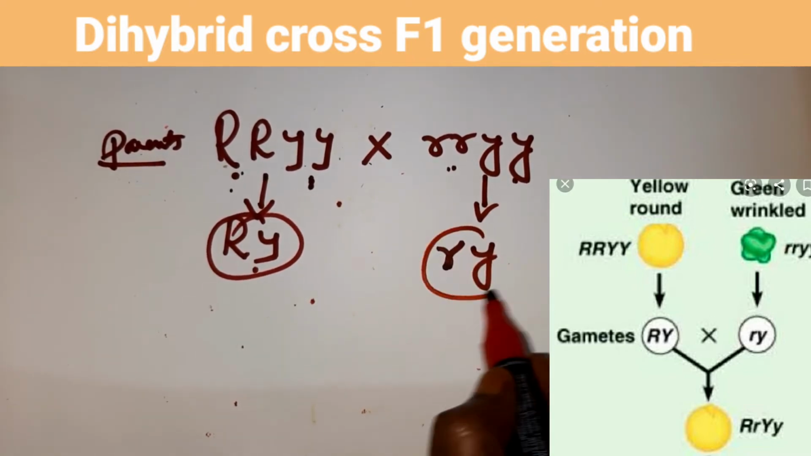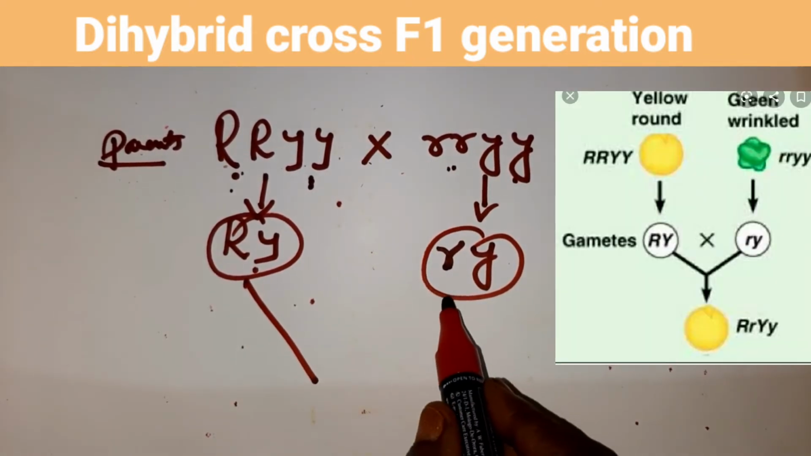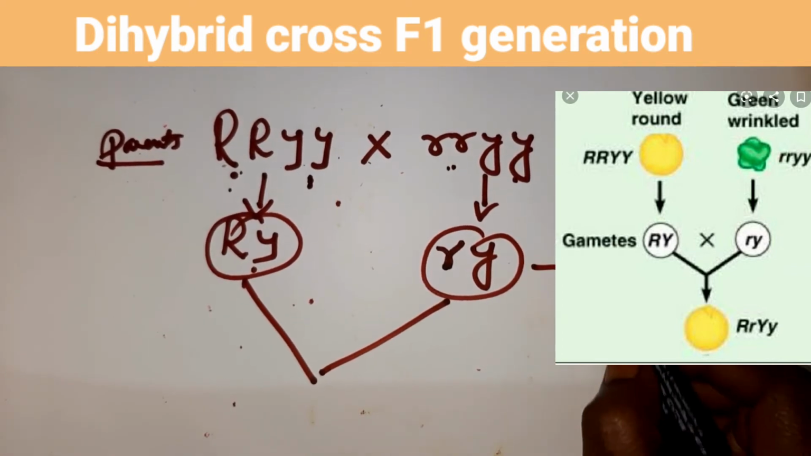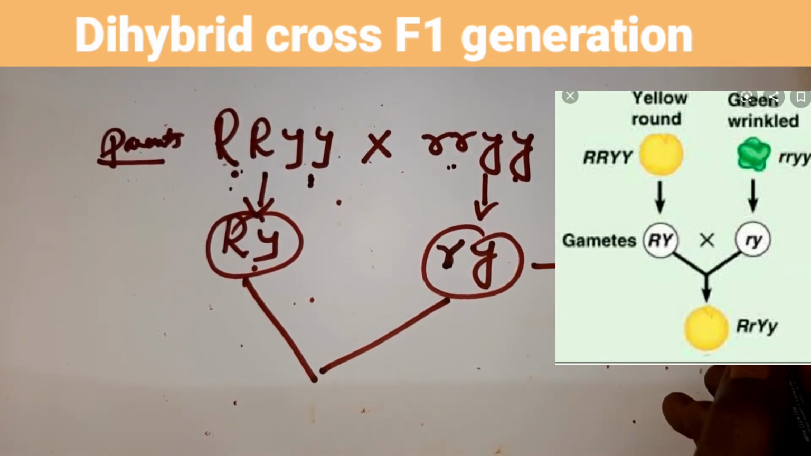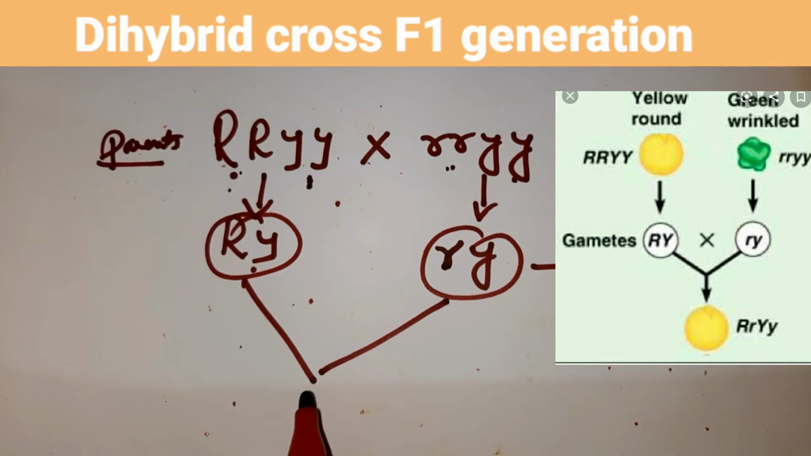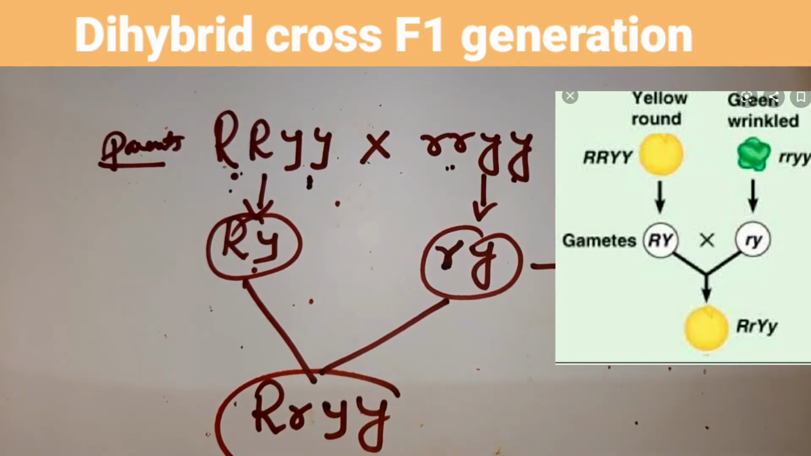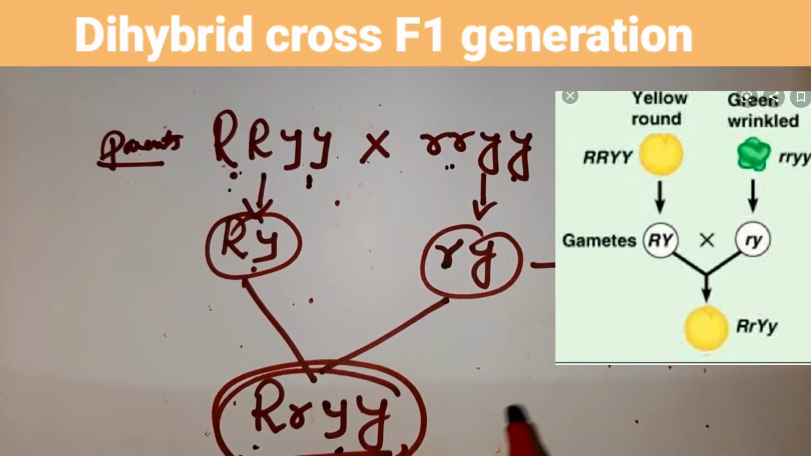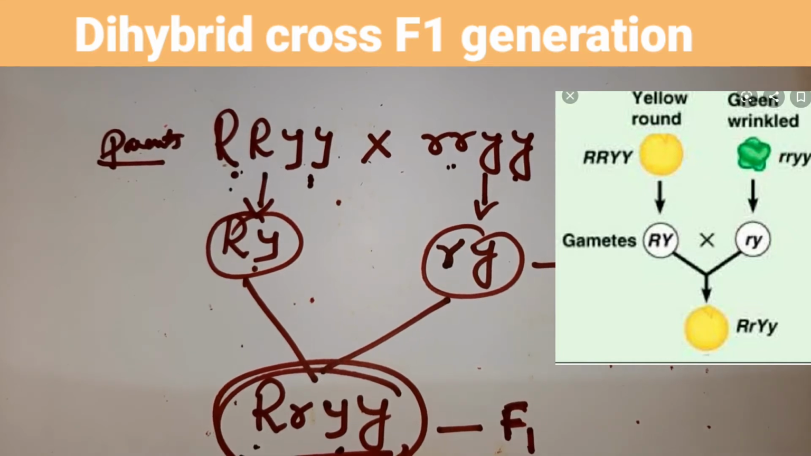Wrinkled and green. So when these are crossed, these are the gametes, children. What are these? These are the gametes. So when these are crossed, what is the result, children? Round and yellow, children. All the plants were round and yellow. In this we call it the F1 generation. You all understood, children? So in the F1 generation, all the plants showed round shape with yellow color, children.